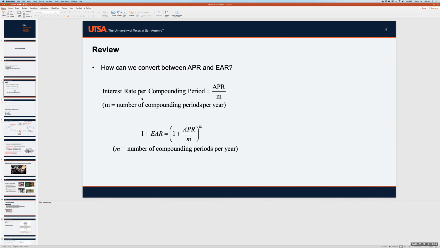I think we should solve this question from the top. Let's read the question. How can we convert between annual percentage rate and effective annual rate? So the interest rate per compounding period is equal to APR over M. M is the number of compounding periods per year. So this is the formula that we are using in the question. Let's look at the question.